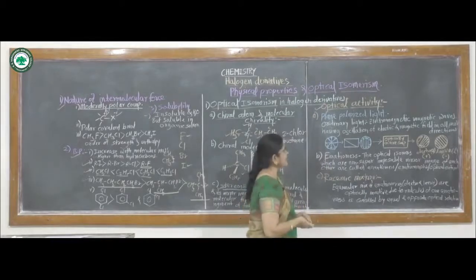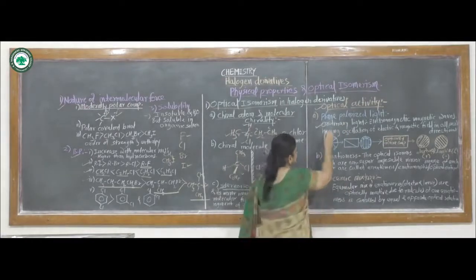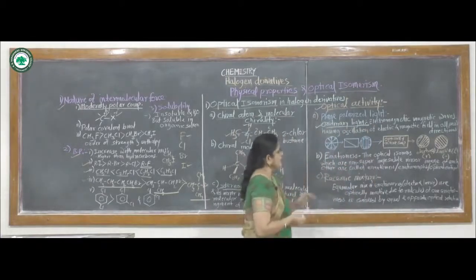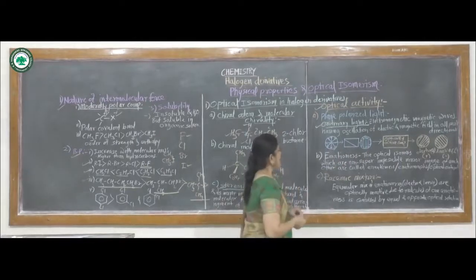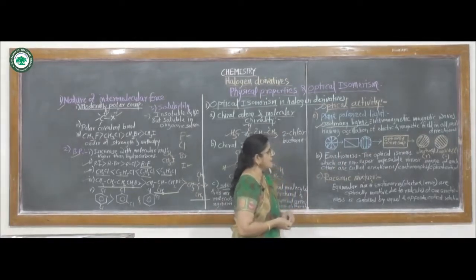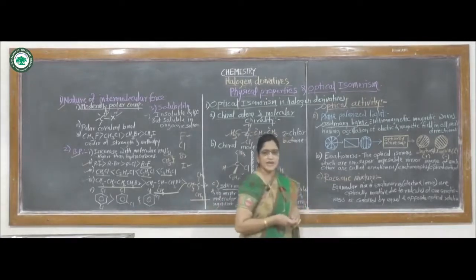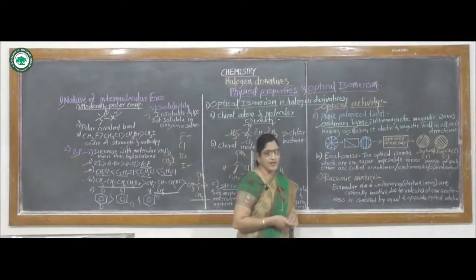The next one is optical activity. Then what is optical activity? Again, before going to study optical activity, we have to know ordinary light. Then what is ordinary light? Ordinary light means the light in which electromagnetic waves have oscillation of electric and magnetic field in all possible directions perpendicular to the direction of propagation.